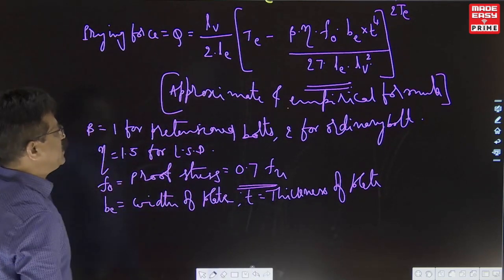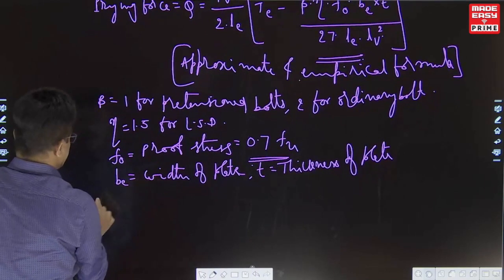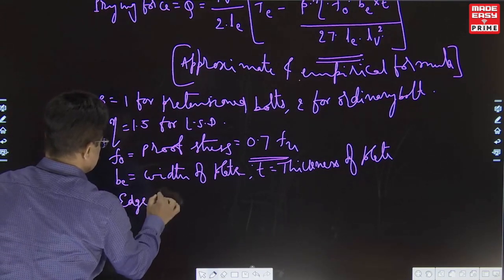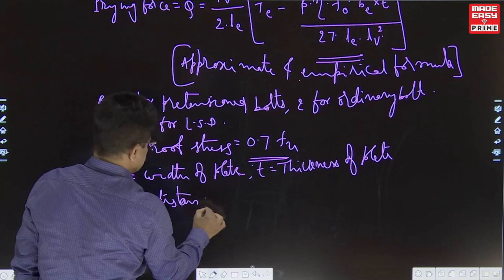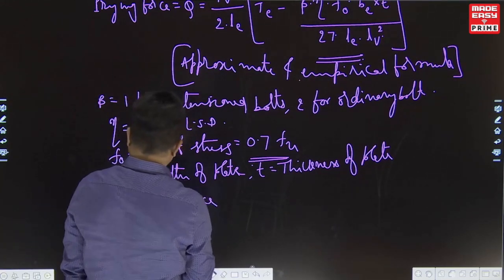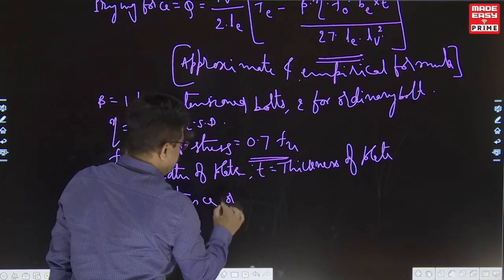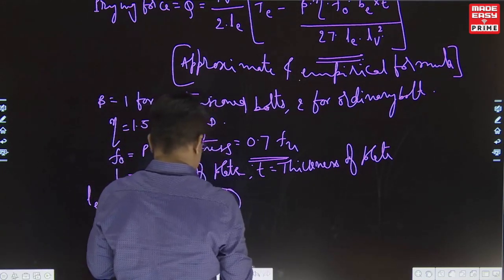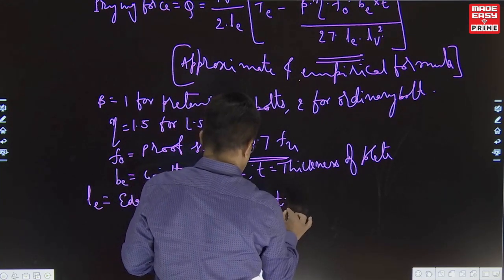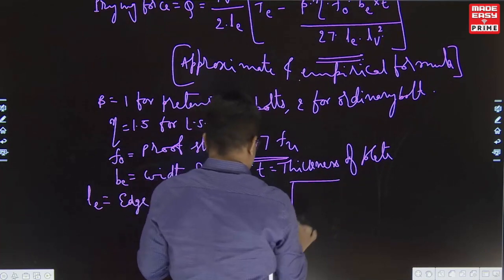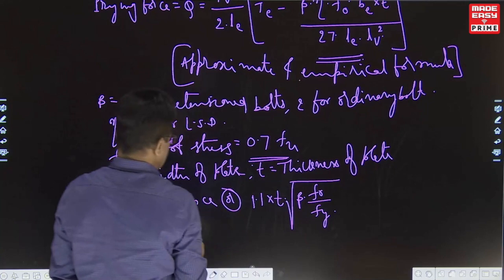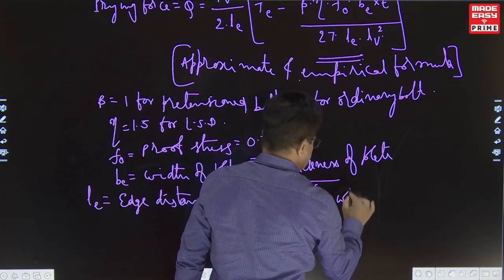So LE, LV already I have given you. LE stands for edge distance. Edge distance, 1.5 edge distance. This value we will take as edge distance, or there is one more approximate form they have given you, 1.1 into T into square root of beta into F0 by Fy. So whichever is less.